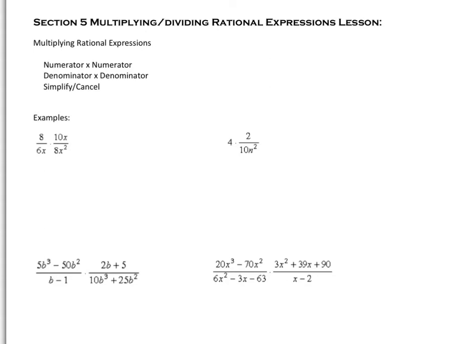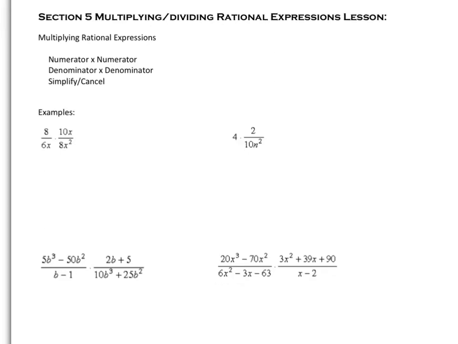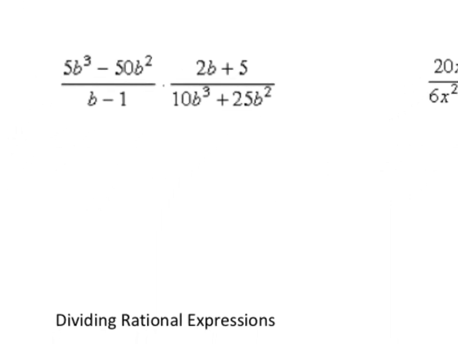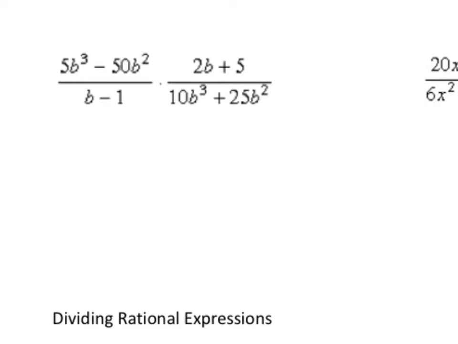Section 5, Video 3. Let's multiply fractions that have a little bit more simplifying that can take place. If we look at our first one, these are binomials. So our first step is to just take something out that they have in common, if they do. The first one we have a 5b squared in common. If I take 5b squared out, I'm left with b minus 10.